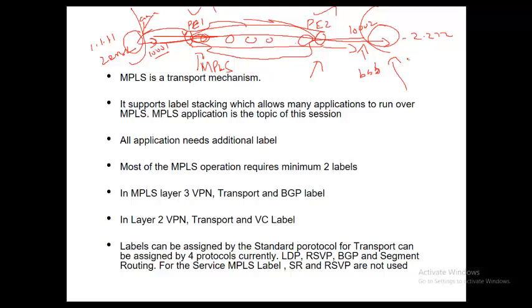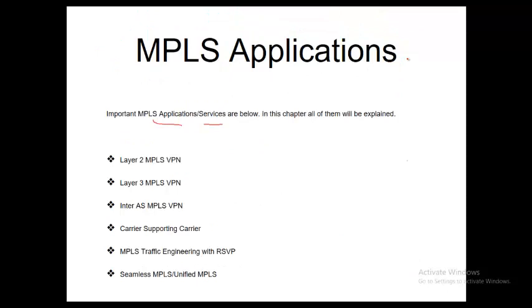So let's move on to the applications in the industry which use MPLS service. Now, MPLS layer 2 VPN, MPLS layer 3 VPN, inter-AS MPLS VPN. This is purely ISP related. Between the autonomous systems, I'm going to have MPLS VPN.